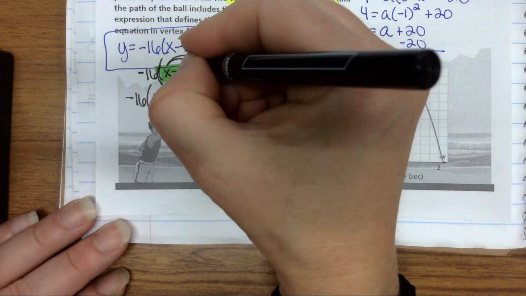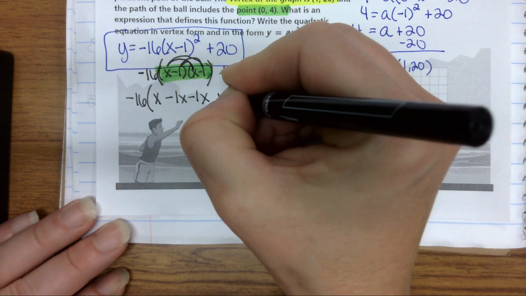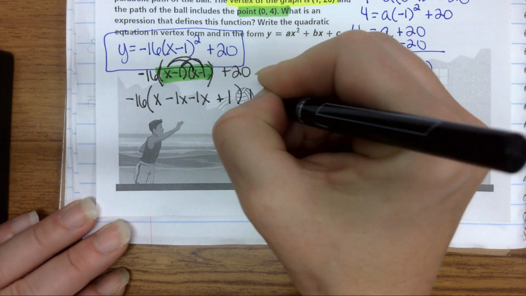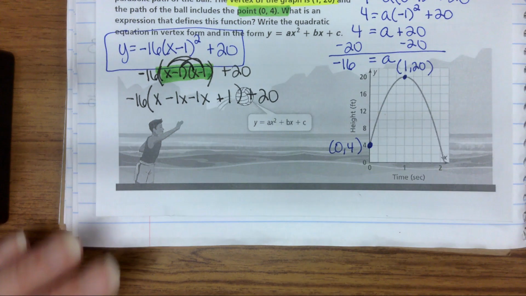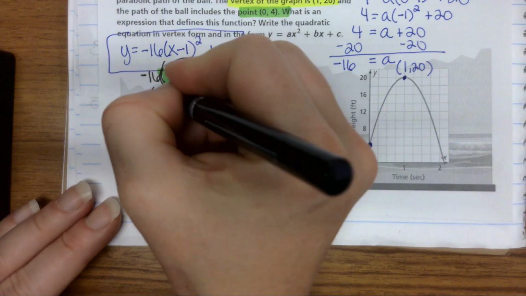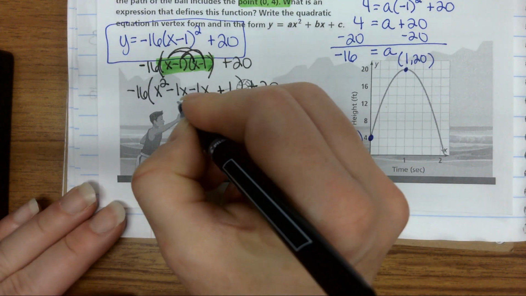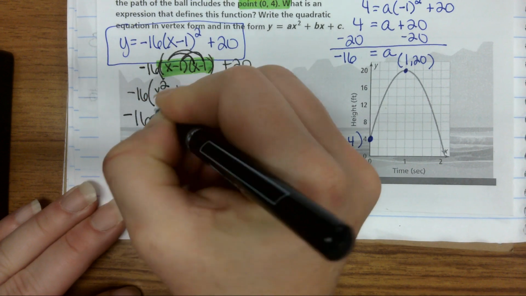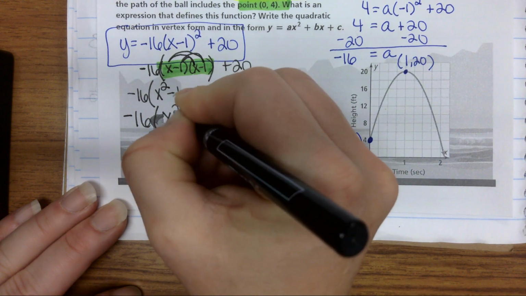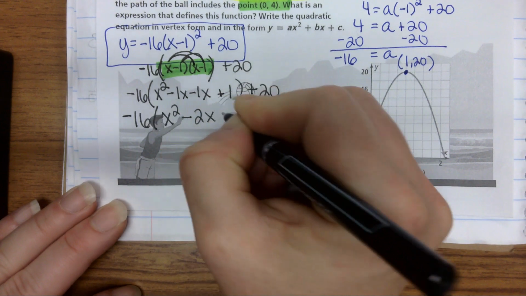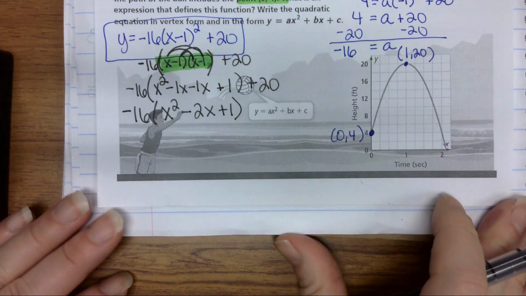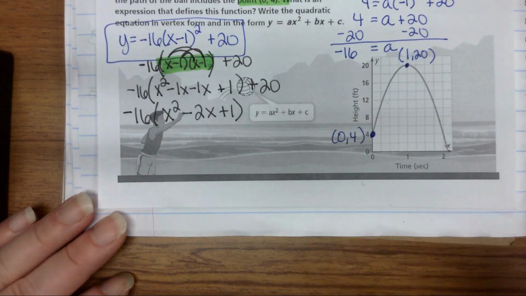Last, what's negative 1 times negative 1? Positive 1. Uh-oh, what did I forget to write down? Thank you. Okay, next, you would put your like terms together. We got x squared minus 2x plus 1 plus 20.